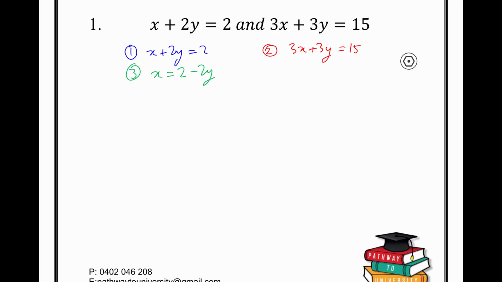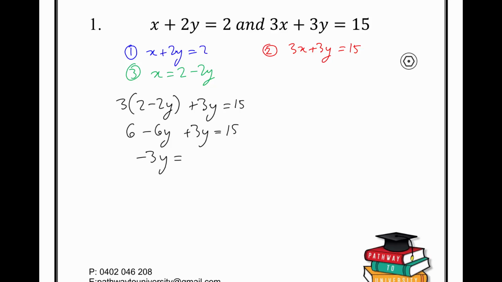Therefore we have to multiply equation 3 by 3 such that it's 3 times (2 minus 2y) plus 3y is equal to 15. Next we simplify it such that it's just 6 minus 6y plus 3y is equal to 15. We simplify it and move the constants to the right hand side and we get minus 3y is equal to 9. We divide everything by minus 3 and we get y is equal to minus 3.